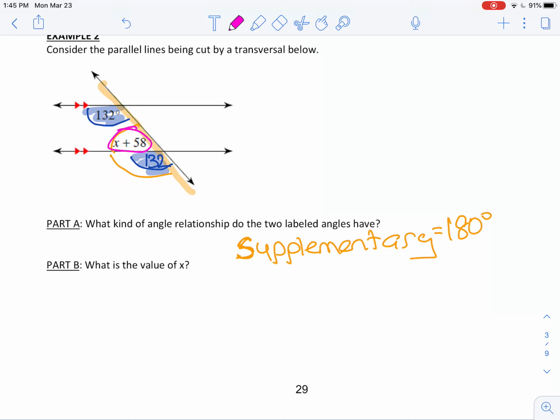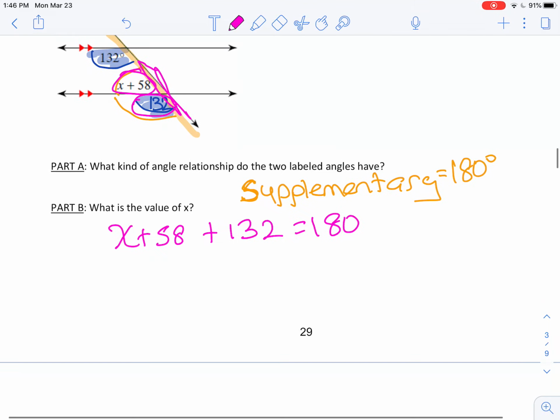We know that this angle up here plus this angle down here has to equal 180 degrees. So the x plus 58 plus the 132, those two angles, have to equal the straight line, have to equal 180 degrees. Then we just do our math.